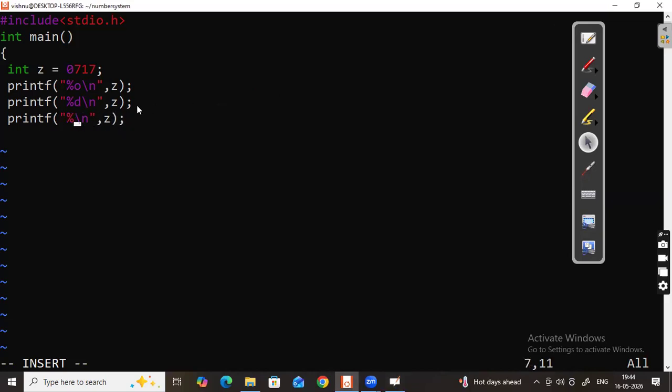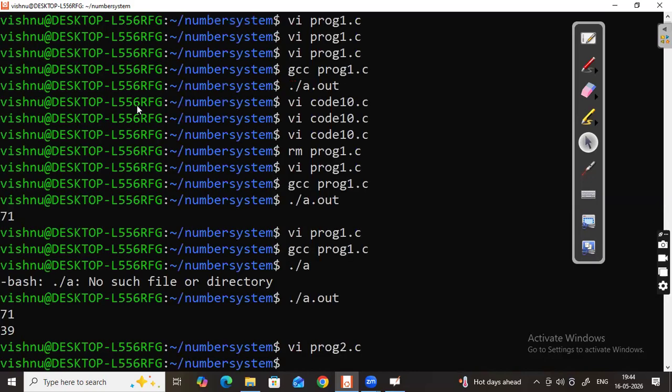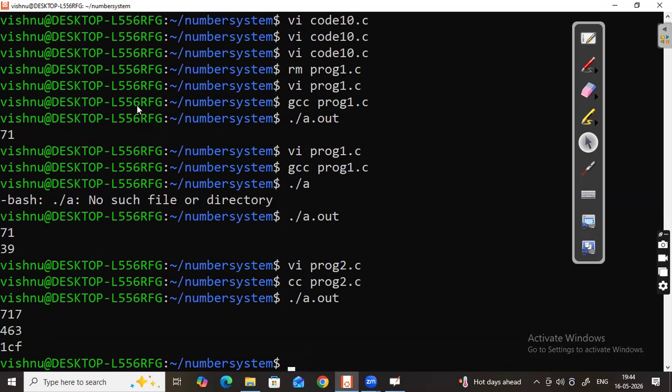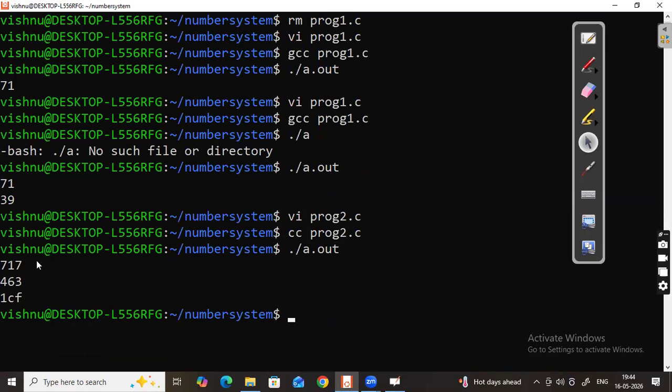So this is %x. Simply cc prog2.c, ./a.out. See here, 717, 463, 1CF. 717 is octal format, 463 is decimal format, 1CF is hexadecimal format. Getting my point?